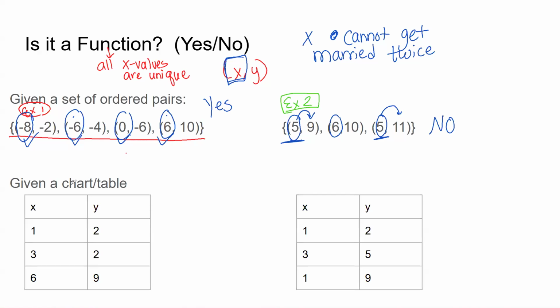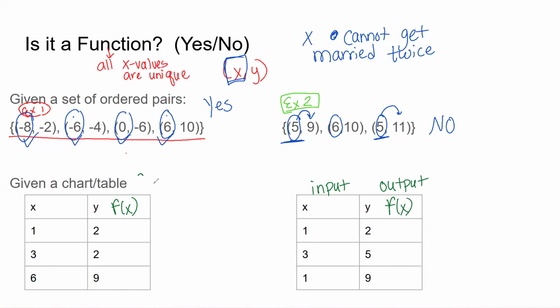Now you could be given a chart. Some teachers call these charts, some people call these tables, an x, y chart. If you're in higher math, instead of y, it might say f of x. That's fine, same thing, right? It's all good. Where x is our input and y, or f of x, is our output. These, I think, are even easier.